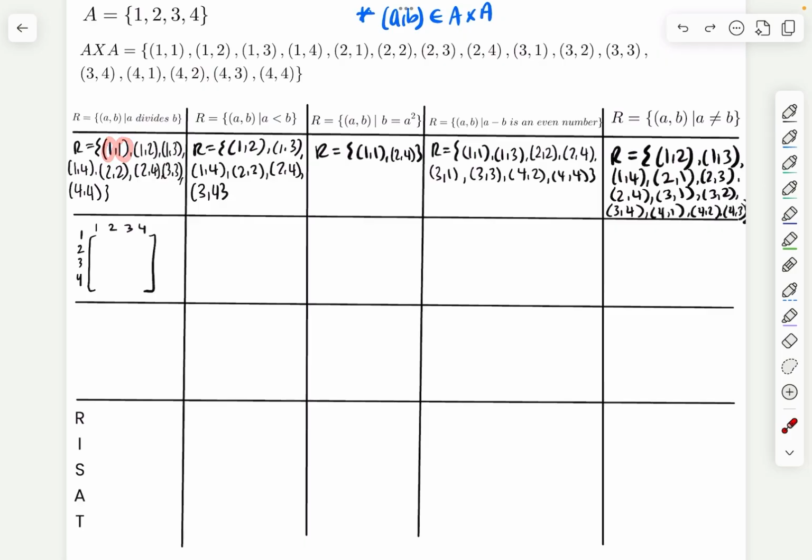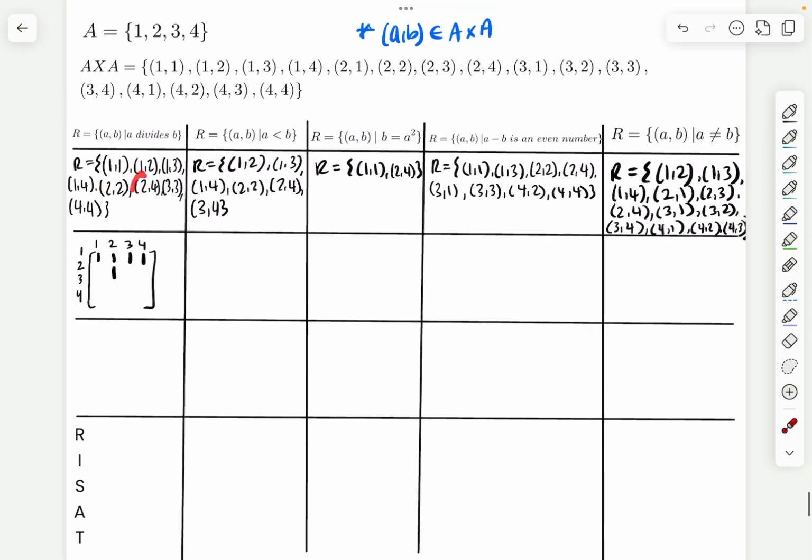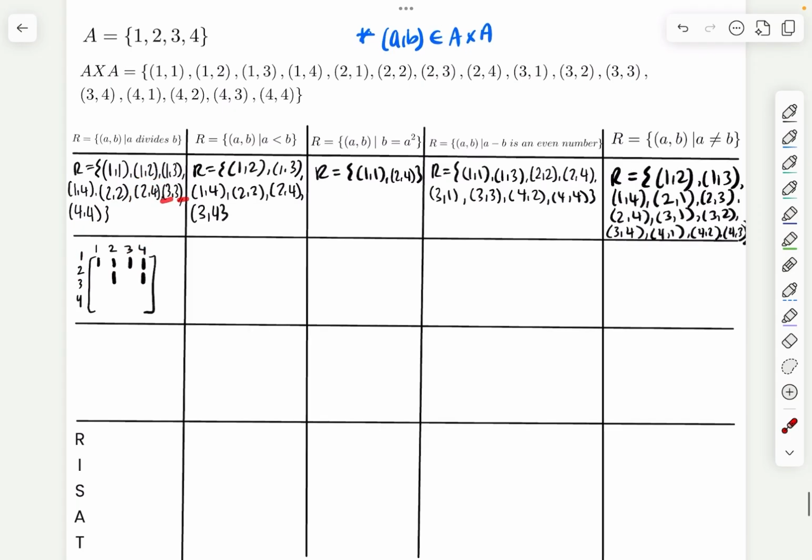1 is related to 1, so you write a 1 if they are indeed related. 1 is related to 2, so you put a 1. Notice how this is the first number, this is the second number. You go by row and then by column. Then we have 1 is related to 3, so there's a 1 here. Then 1 is related to 4, so 1 here. Then you have 2 is related to 2, so there's a 1 here. Then 2 is related to 4, so there's a 1 there. 3 is related to 3.